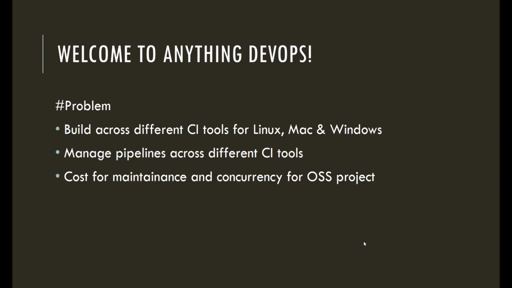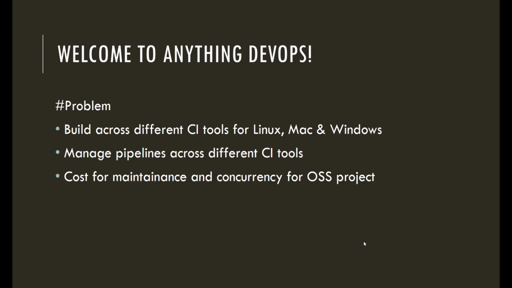Now, once you do that, you have to obviously manage these pipelines across these different CI tools. And there is cost involved for the maintenance of the tools as well as to bring in concurrency or productivity for your OSS project. So again, taking you away from the core need of why you're doing that project to more of maintaining and managing that project.